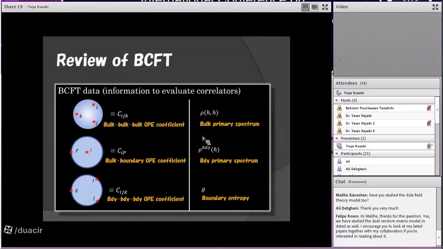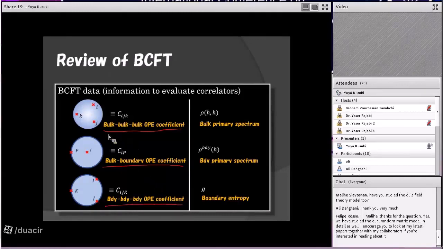Here I will give a quick review of boundary conformal field theory. In a similar way to conformal field theory, we can evaluate any correlation function with a few pieces of CFT data. In a standard CFT without boundaries, any correlation function can be evaluated only with the information about the central charge, spectrum, and OPE coefficients. Something similar happens in boundary conformal field theory. Any correlation function in boundary conformal field theory can be evaluated with bulk OPE coefficients, bulk-boundary OPE coefficients, and boundary OPE coefficients.